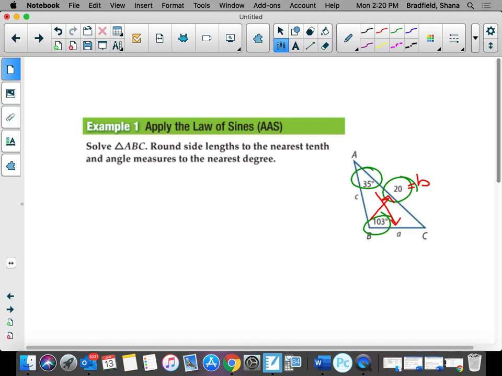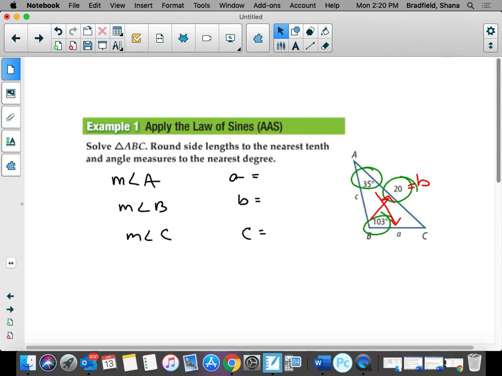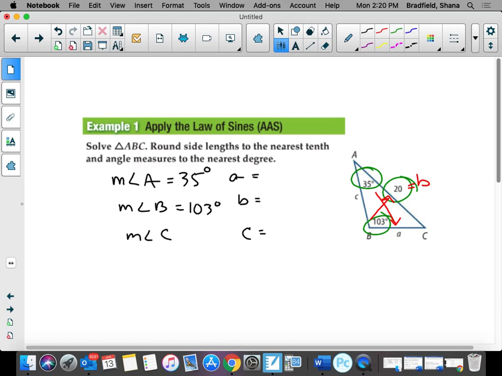What I want to do is solve for the triangle, and that means find out what all of the angle measures are and all of the side measures are. Before I get started, I'm just going to make a list. I've got the measure of angle A, angle B, angle C, and then side A, side B, side C. Anything that I already have, I'm going to fill in. So angle A is 35 degrees, angle B is 103 degrees, and side B measures 20 units.